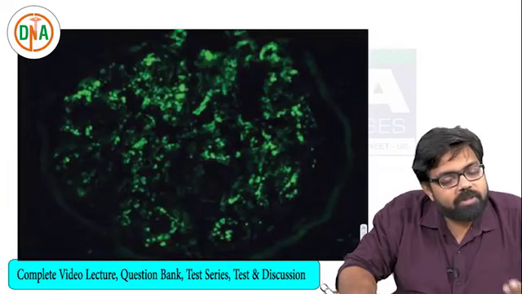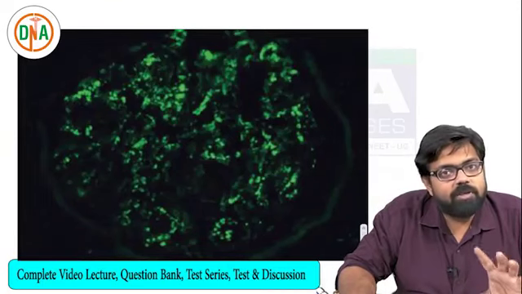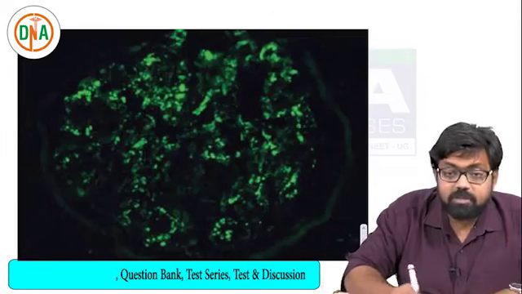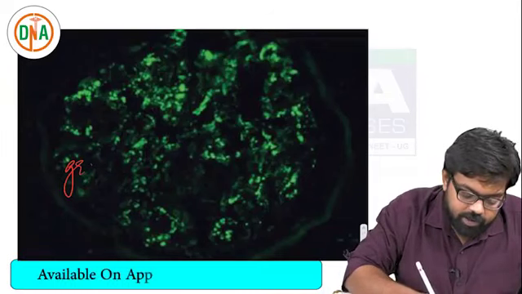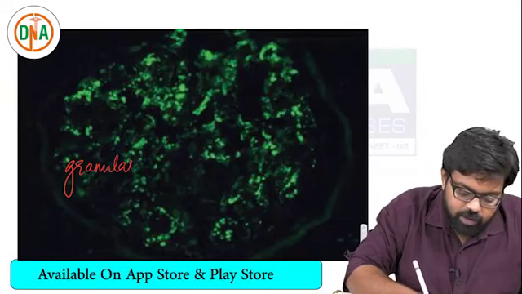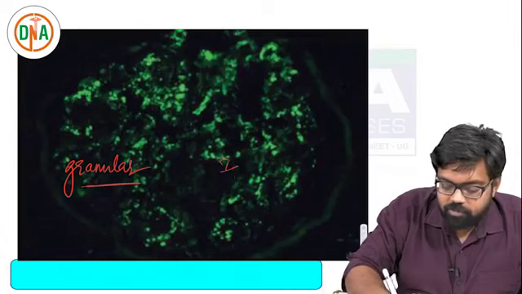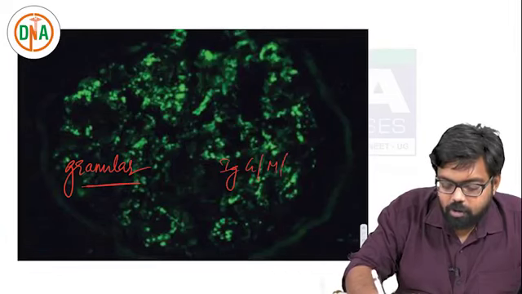And what is this? Immunofluorescence. Obviously subepithelial or subendothelial deposits will appear as granular. So this is nothing but the granular pattern. And what is the composition of this? It is IgG and IgM and complement.